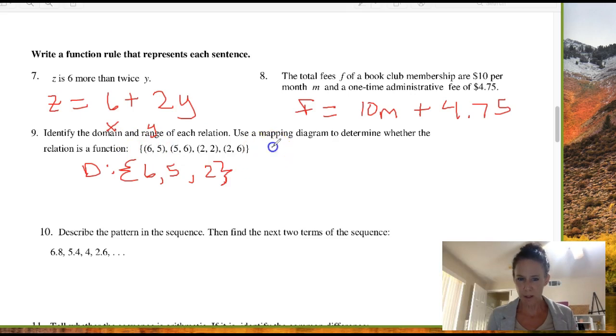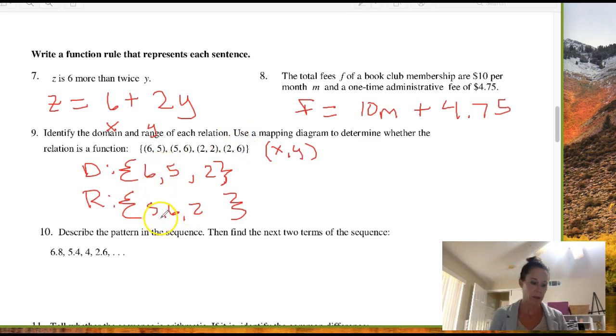Remember, ordered pairs, if you've forgotten, are x comma y. That's how you write your ordered pairs. So the range is just going to be my y values. And what values are those? Well, it's the 5, the 6, the 2, and then 6 again, and I've already written that. So there's my domain, there's my range.